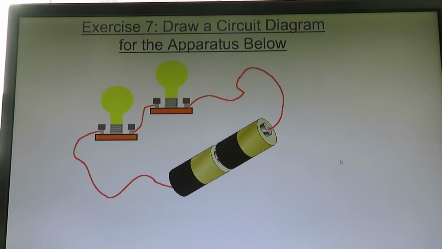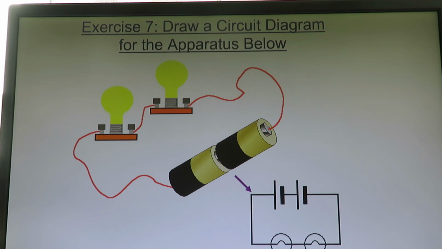The next one, this time you've got the two cells again, but this time you've got two bulbs. So all you would do is you just make a slightly bigger square, or you'd make a bit more space, and you would put a second bulb into the diagram, okay.